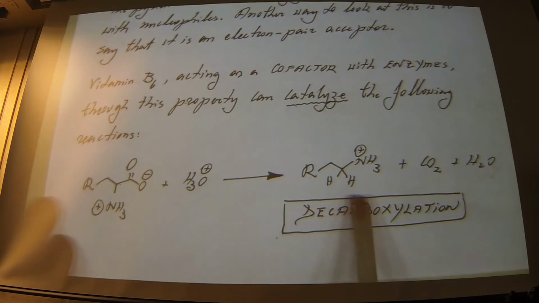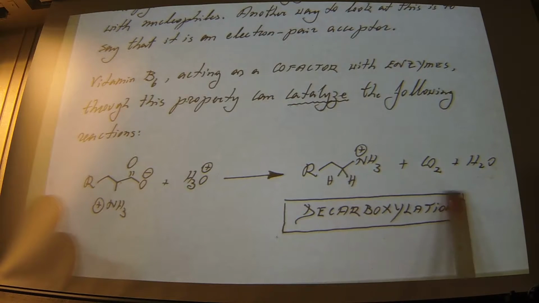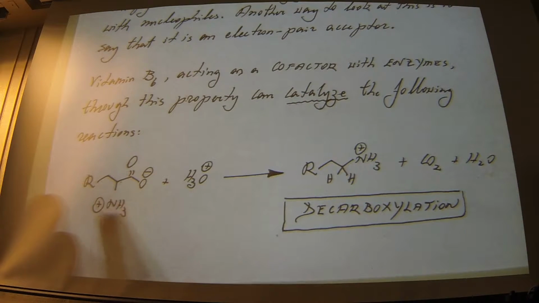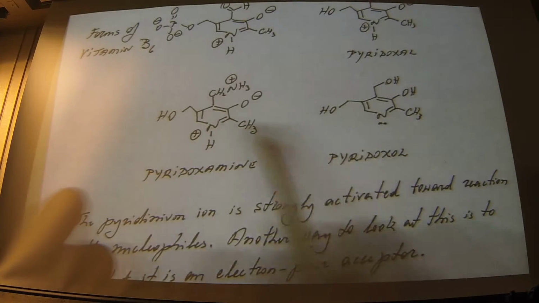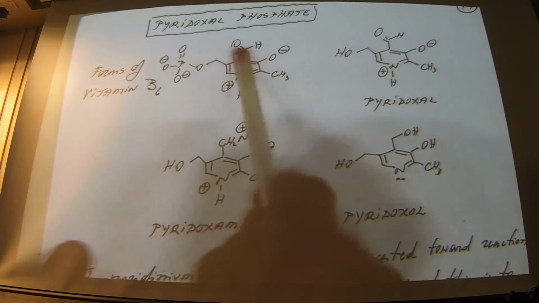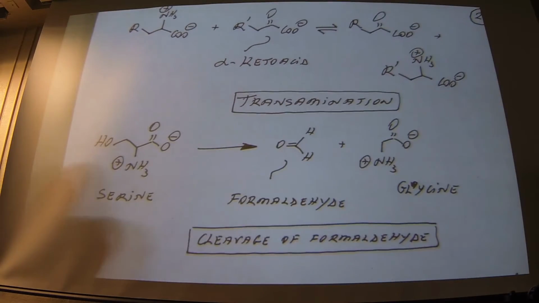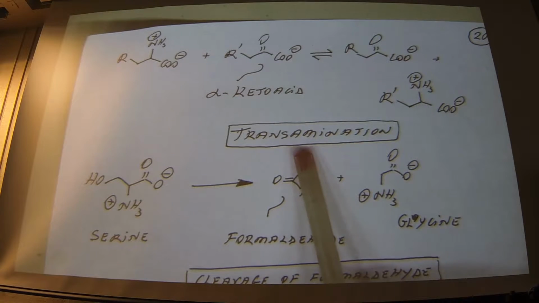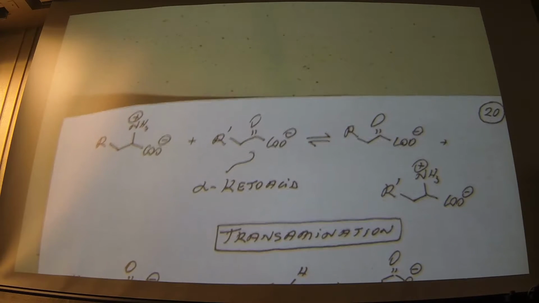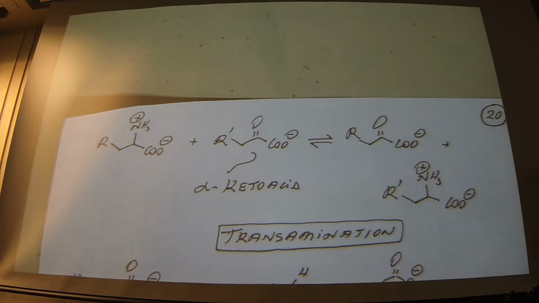So this process, we'll go through the mechanism, depends on forming an imine from this amine to that aldehyde. Okay? So that's one. So decarboxylation is one reaction that pyridoxal phosphate can mediate. It's not the only one. The other ones are something that's called transamination. So let's just show it here. So what's a transamination? It's just what it sounds like.